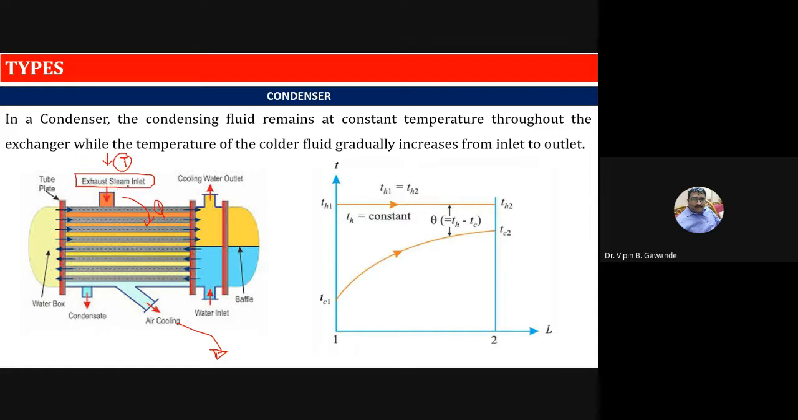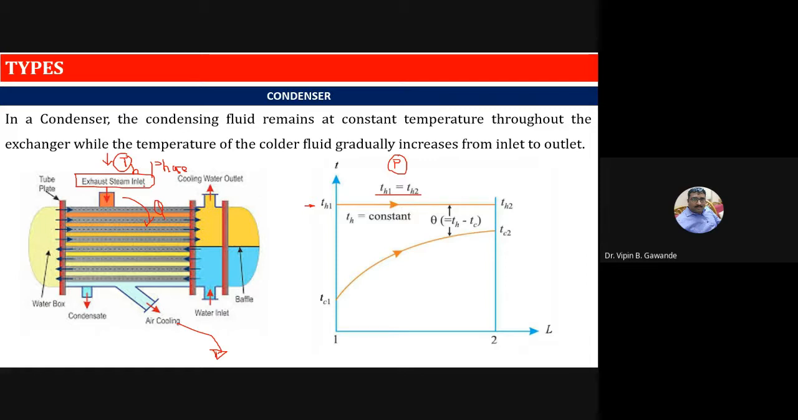And we know that the phase change process is always an isothermal process. Isothermal process means what? It is the constant temperature process. So the temperature of the steam is higher as compared to the temperature of the cold fluid. Here the phase change of the steam is occurring at the higher temperature, TH. While plotting the graph between temperature and length, TH1 will remain the same, equal to TH2. Why is this temperature the same? Because this is an isothermal process and a phase change process, and a phase change process always occurs at constant temperature.